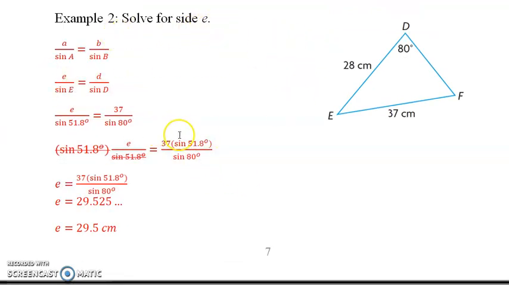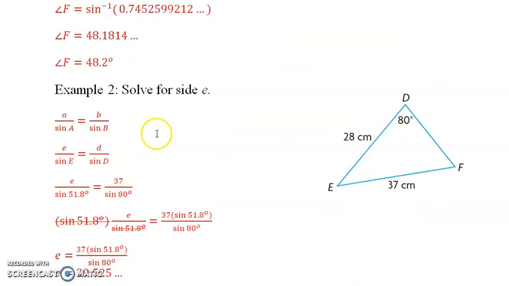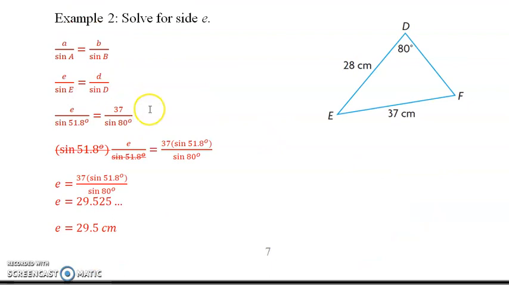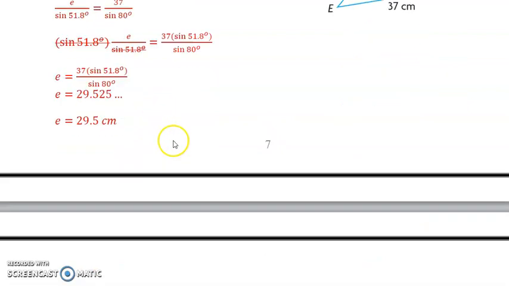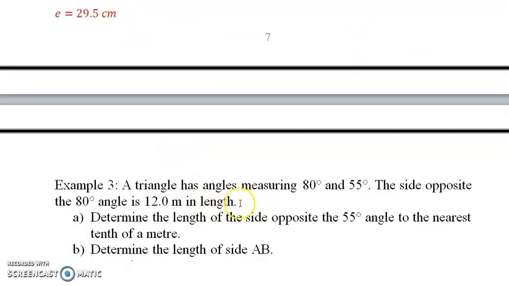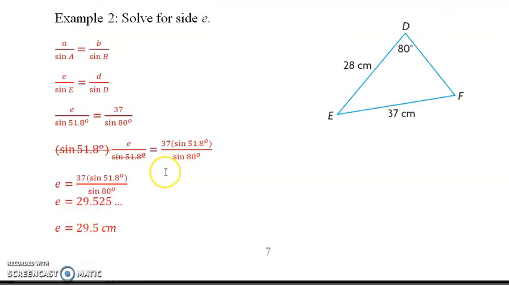So that's how you use the sine law to find an angle and a side length. All right. So in the next video, we'll look at the question here. They don't give us a triangle, so we'll have to draw the triangle.